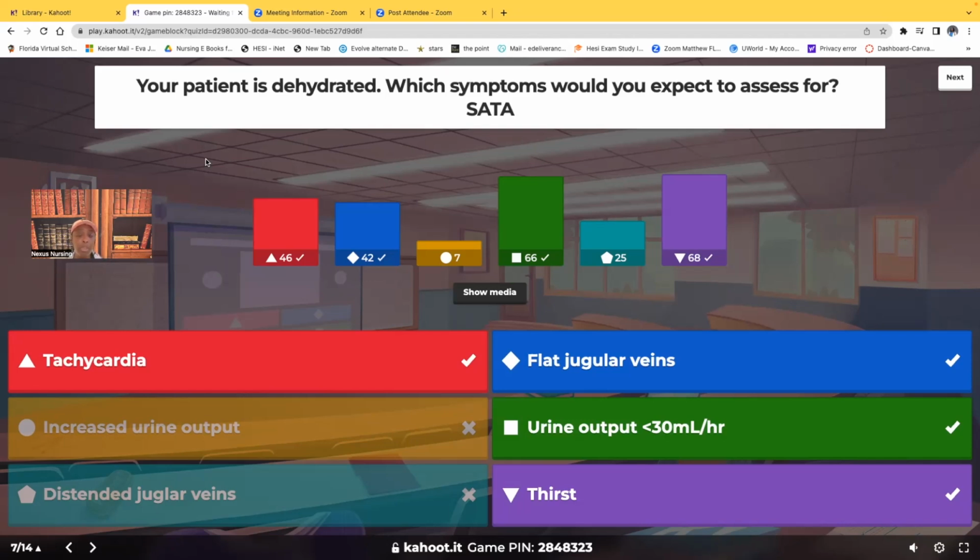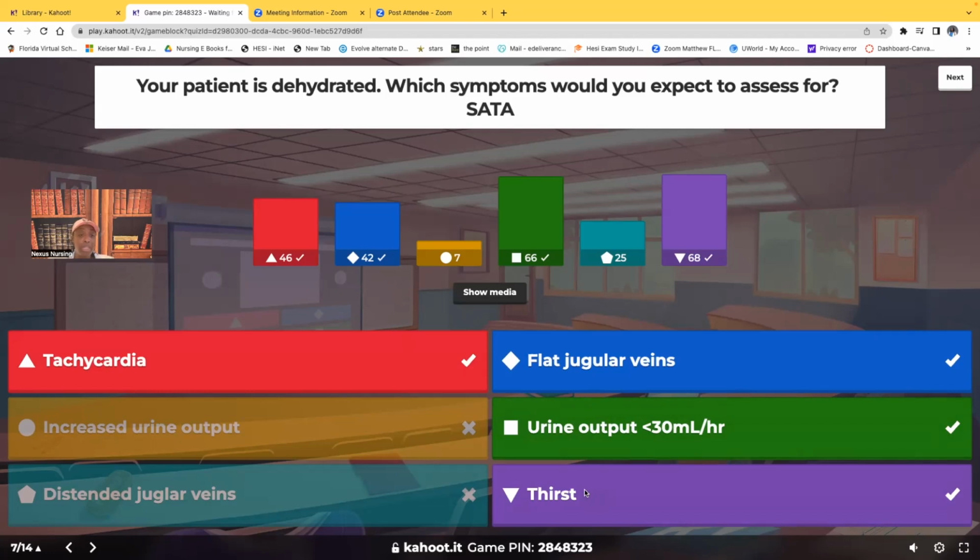Flat jugular veins, of course the jugular veins are going to be flat. There's no fluid in there, right? If you were in fluid overload, it'd be the opposite. You'd have distended jugular veins, but because you're dehydrated, they're going to be flat. Urine output less than 30 mLs per hour. Again, your body's going to try to survive no matter what. So if you're dehydrated, your kidneys are going to try to preserve the little bit of fluids that you have left so that your major organs can be perfused, such as your brain, your heart, your kidney, your spleen, right? And last, thirst. Of course, you're dehydrated. Your body's screaming for fluid, so you're going to be thirsty.